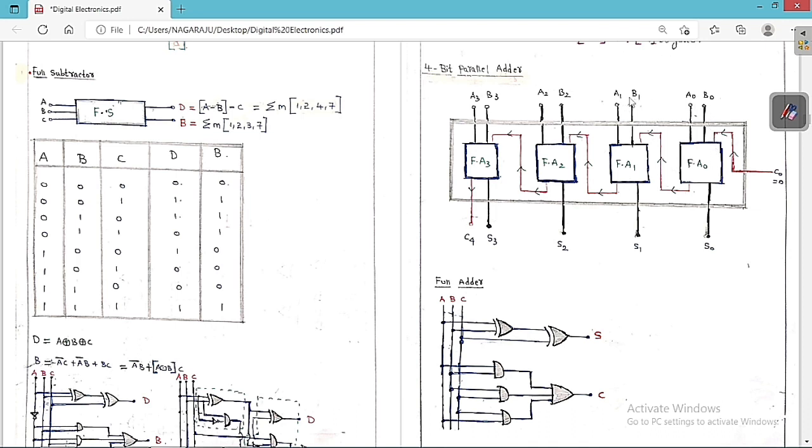So this is A0 B0, A1 B1, A2 B2, A3 B3. This is S0, S1, S2, S3, and this is the carry C4. This is the thing that you always have to keep in your mind. So this is basically C1, this is C2, this is C3, and this is C4. C0 is equal to 0. This is the point that you always have to keep in your mind.